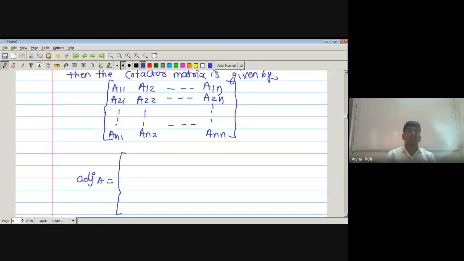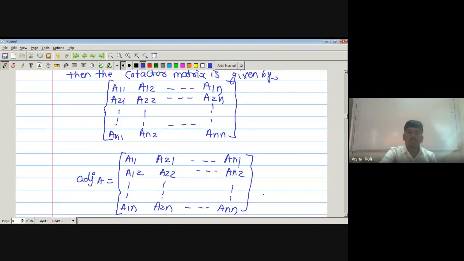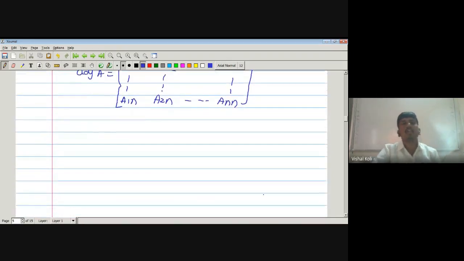the transpose of a matrix is nothing but replacing rows by columns. A11, A12. Make the first row the first column, and similarly the second row the second column, up to An1, An2, and Ann. So this will be the adjoint of matrix A. In this way we can find the adjoint of any matrix.